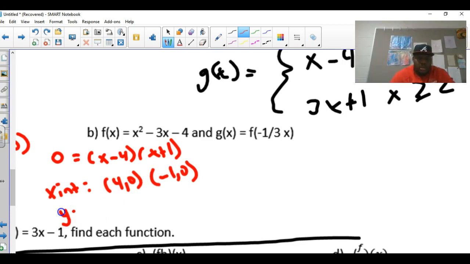Those are my x-intercepts. My y-intercept, guys, if I made all the x's 0, would be 0, 4. Actually 0, negative 4, sorry guys. Negative 4. Okay, that's my y-intercept. Because if you made x 0, that's 0 squared minus 3 times 0, 0 squared minus 0 minus 4 is negative 4.